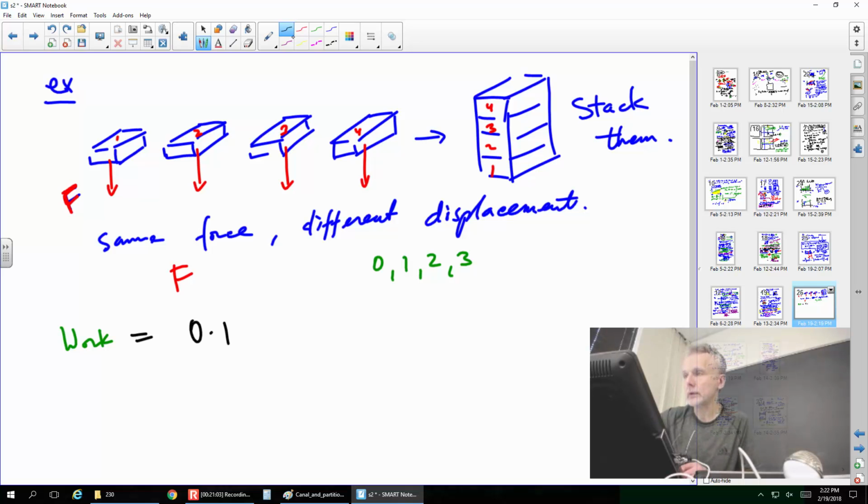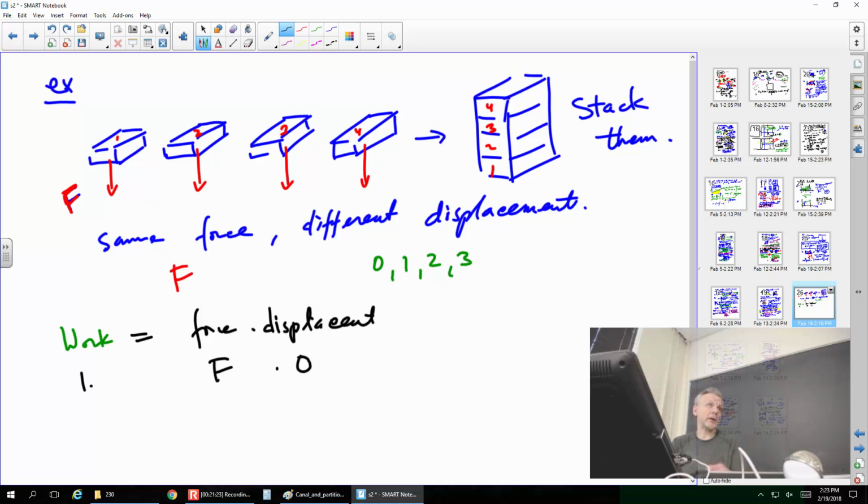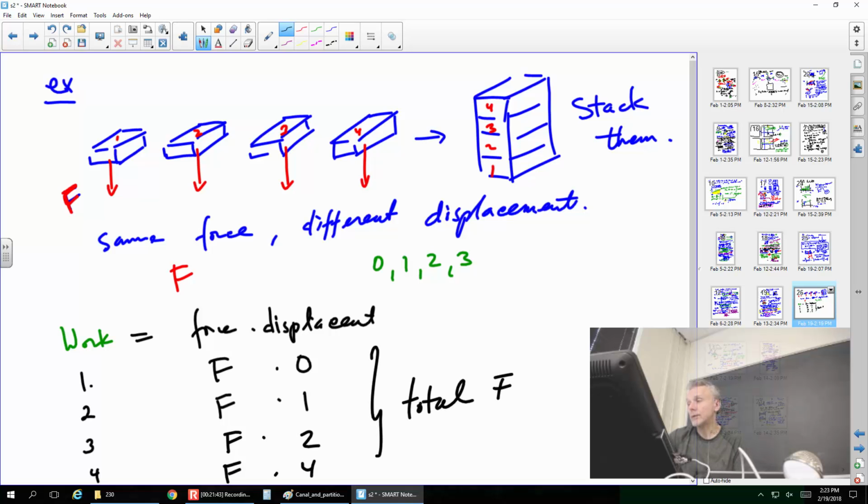Hold on, in the right order, let me put it in the right order. The right order is the force times the trip or displacement. Okay, so for the first one the force is F, the displacement is 0 for the first brick. It's not going anywhere. The second one, the force is still the same, the displacement is 1. So you have to lift it 1 width of the brick up. The third one is F times 2, and the fourth one F times 4. Total is F times 7.